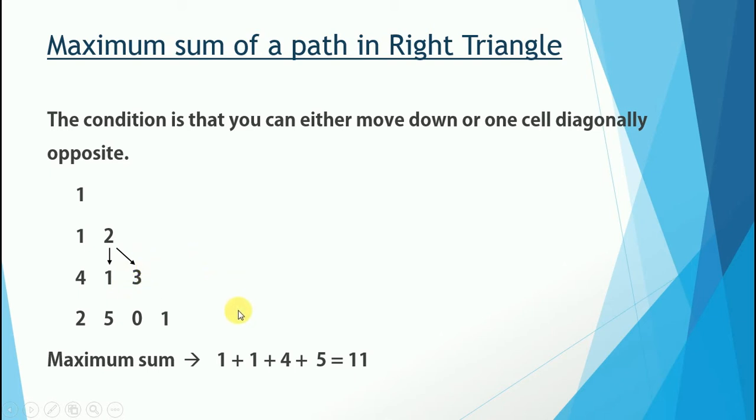Finally, the path that is going to give the maximum sum is 1, then this one in the second row, the 4 in the third row, and finally 5 in the bottom row. You can see that I am sticking to the condition given. The maximum sum obtained will be 11 and we are going to find it out by constructing a dynamic programming algorithm in our framework.